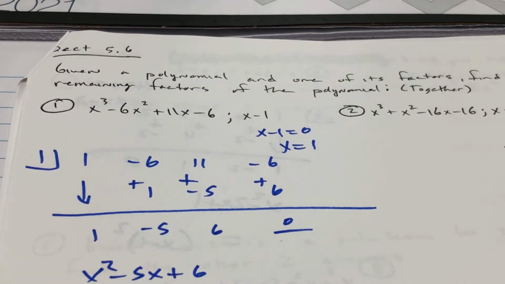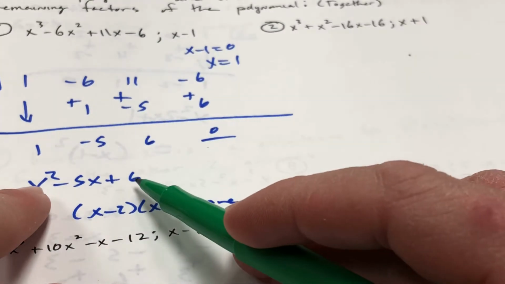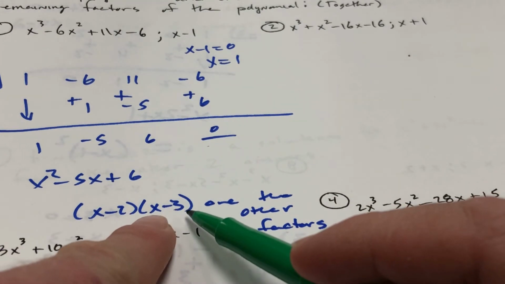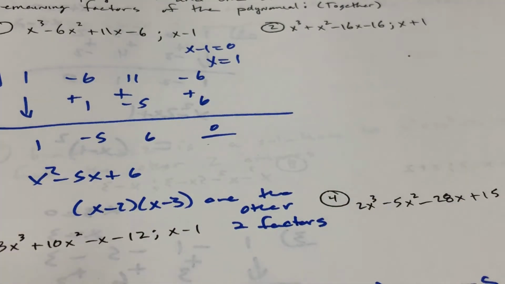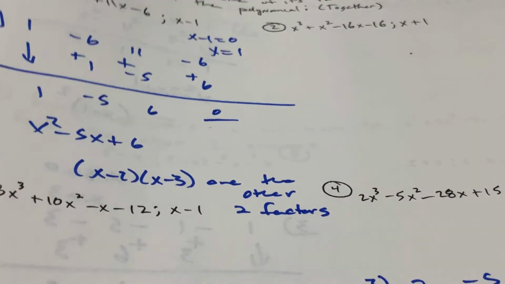That's what that means. And before we would have stopped, but I want the other 2 factors, so I need to factor this. What multiplies to 6 and adds to negative 5? x minus 2, x minus 3. Those are the other 2 factors. I'm just adding 1 step. I am factoring at the end.